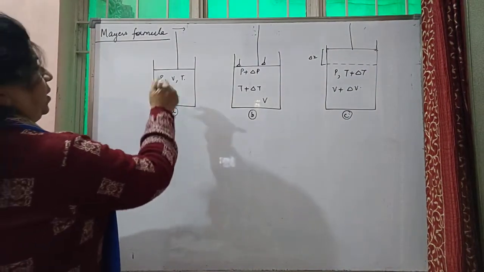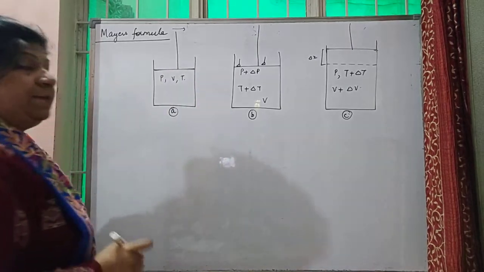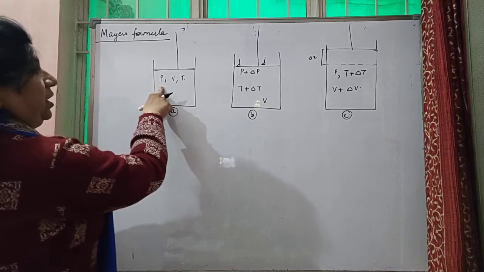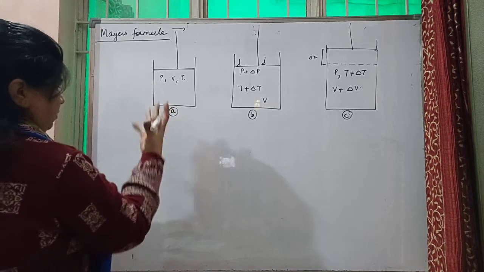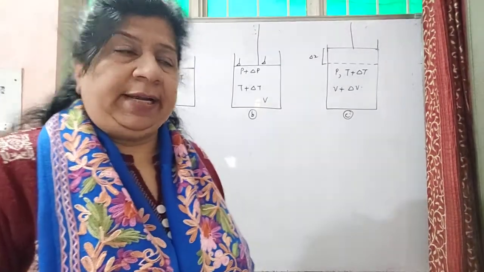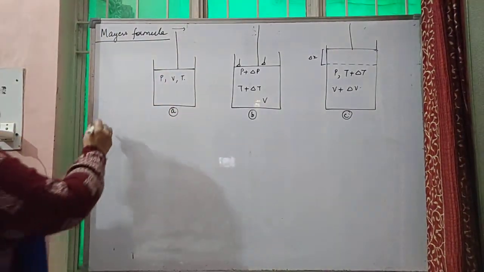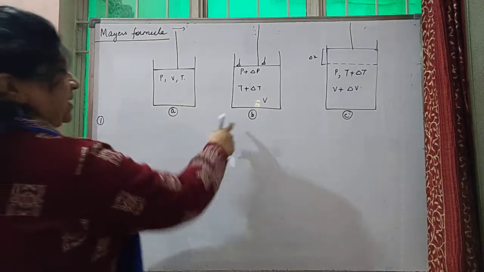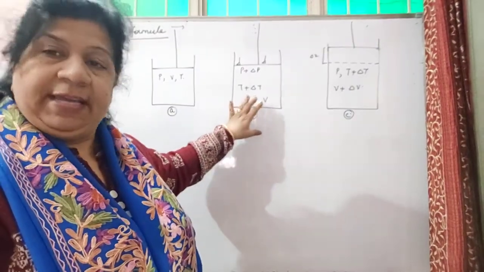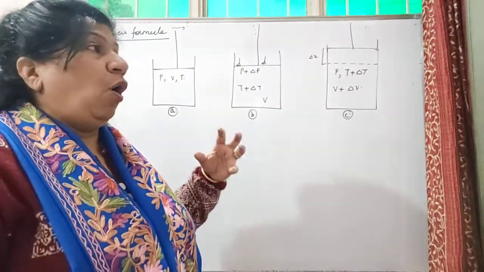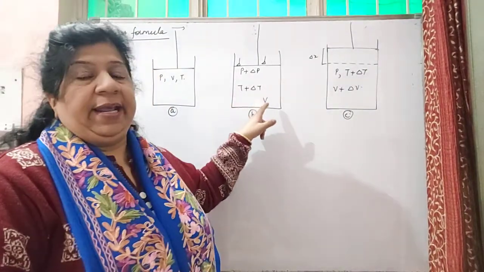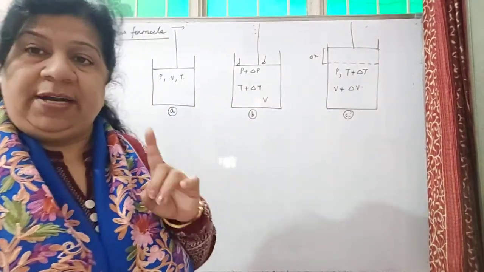in this container, which is having a frictionless piston. The initial condition is that the pressure is P, volume is V, and temperature is T. So in the first process, in the B section, we start increasing the temperature of the gas. We start giving energy, due to which the temperature changes from T to T plus delta T, but we are doing it at constant volume.